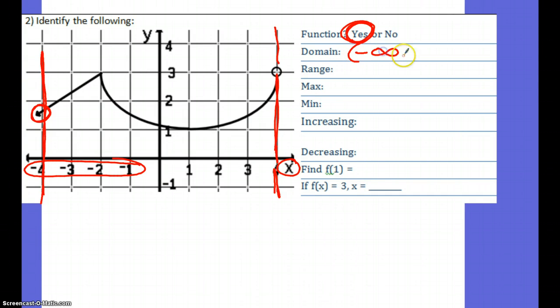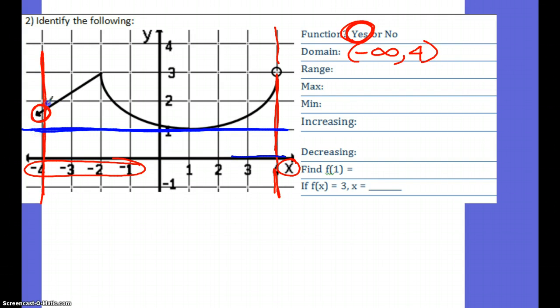Negative infinity, comma, we go all the way over to the right, and we are at the number 4. 4 is open, so open on both sides. The range, the bottom to the top. Here, as I come up from the bottom, the first number I come to is the number 1.